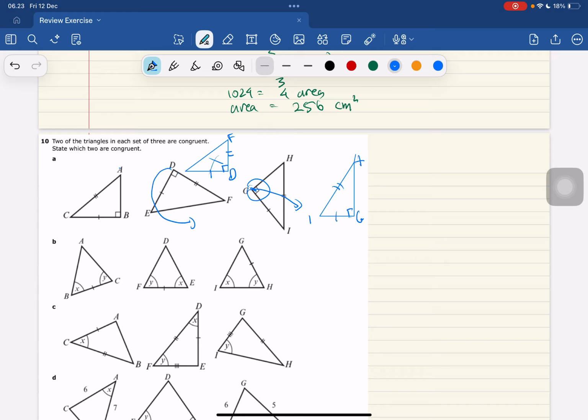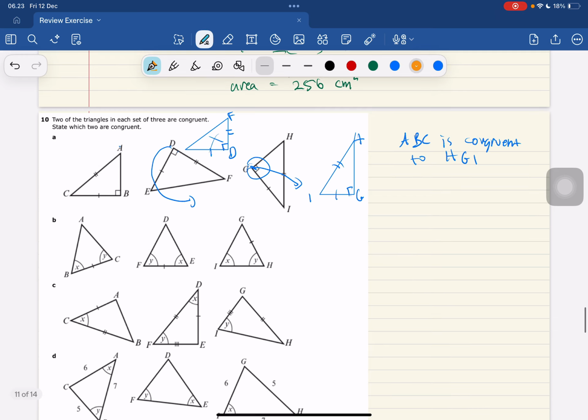So triangle ABC is congruent to H, G, E. Next we got X, Y here. Look at it, this and here are congruent, but not with this. So ABC is congruent to DEF.